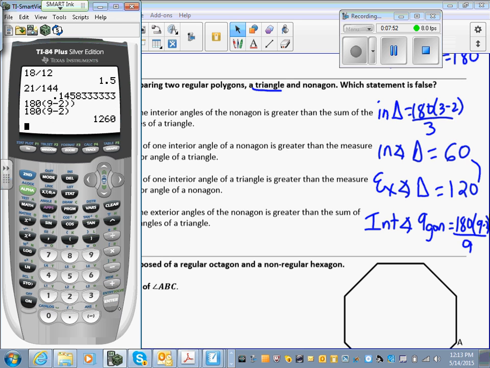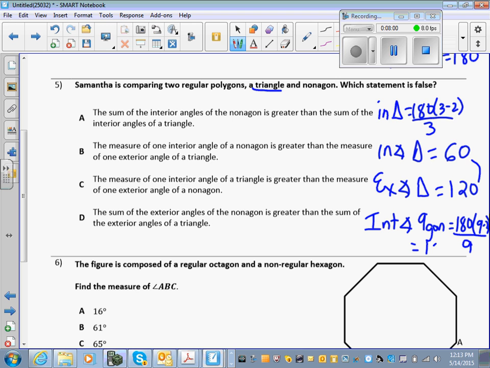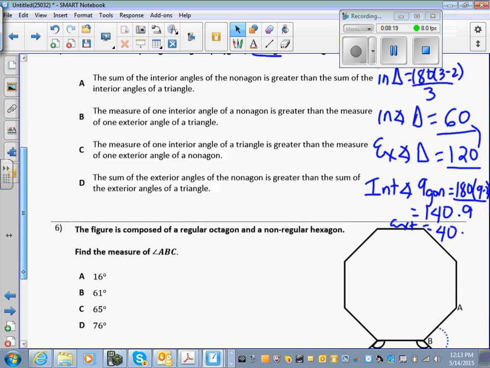Okay, I think it's a little bit delayed. Then I'll divide it by 9 to know what each is. So the interior is 140 degrees, and the exterior would be, of course, 40 degrees. So that's what I have. Interior of a triangle is 60, exterior of a triangle is 120, interior of a nonagon is 140, exterior of a nonagon is 40. So look at the choices and determine what the right answer is.